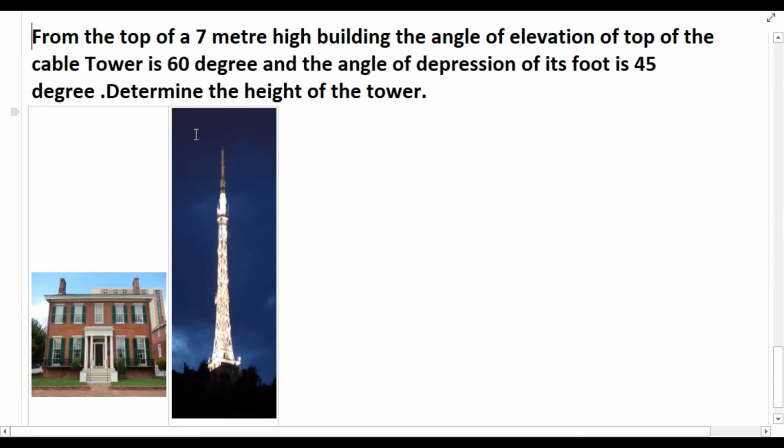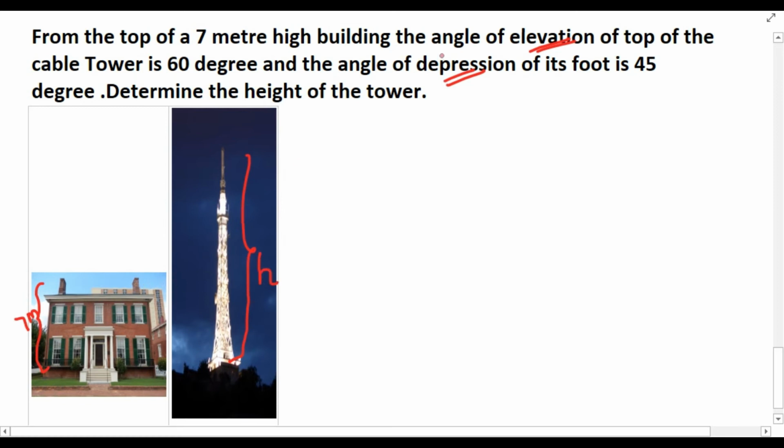Now the next question is, from the top of a 7 meter high building. So this building height is 7 meter. The angle of elevation of the top of the cable tower is 60 degree. This is the angle of elevation, and the angle of depression of its foot is 45 degree. We need to find out the height of the tower, which we will take as h.